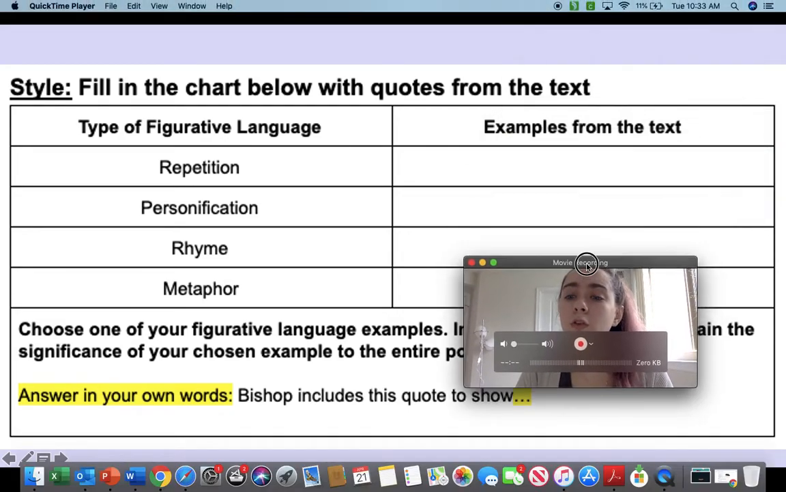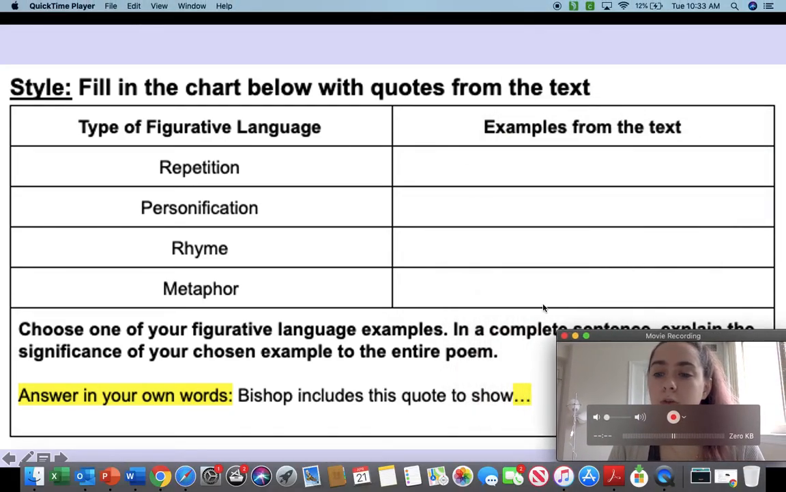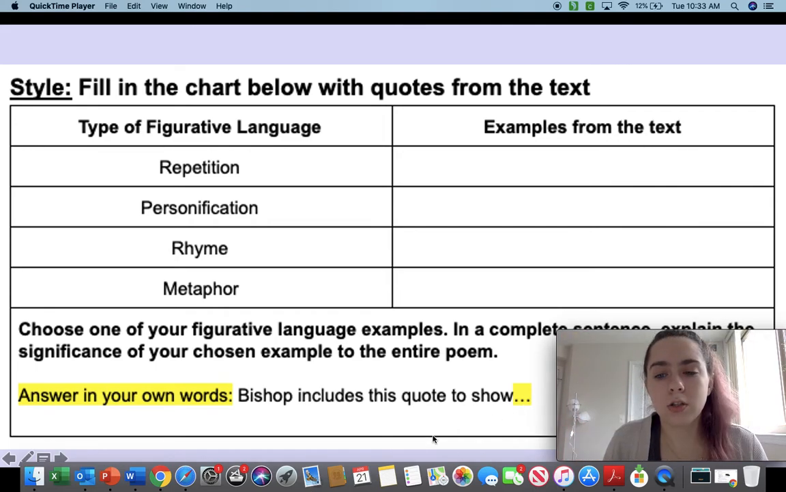Okay, so when I say pause and not before, you're going to switch to your digital worksheet and complete this section. But first, I want to go over it so we can all make sure we're on the same page. So here you've got a chart. Your instruction is to fill in the chart below with quotes from the text.